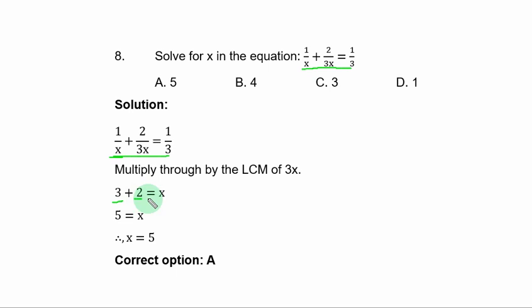equal to, you multiply the right hand side by 3s. 3 cancels 3. s times 1 is s. So you have 5 equal to s, therefore s is equal to 5. A is the correct option.